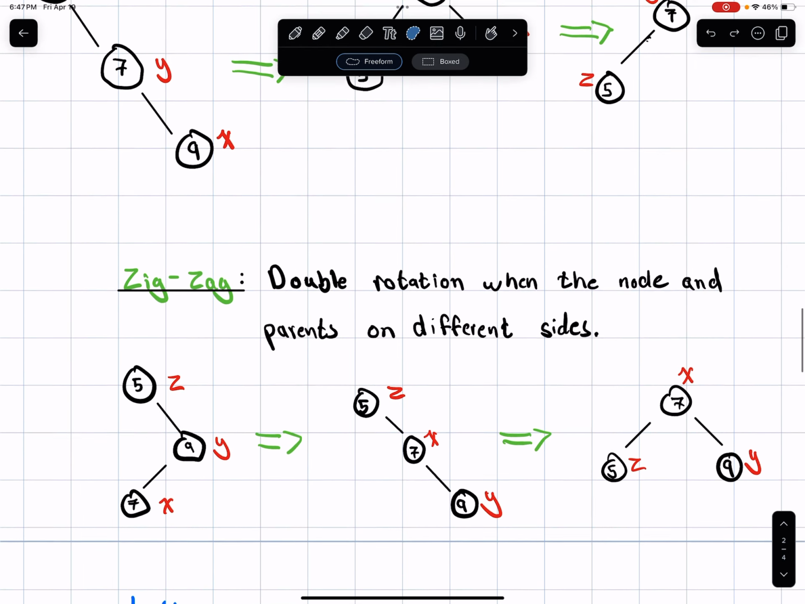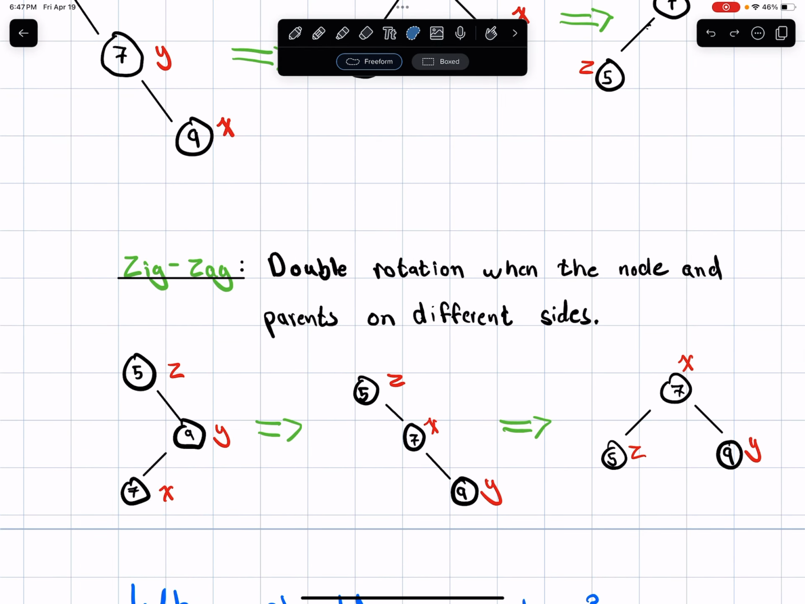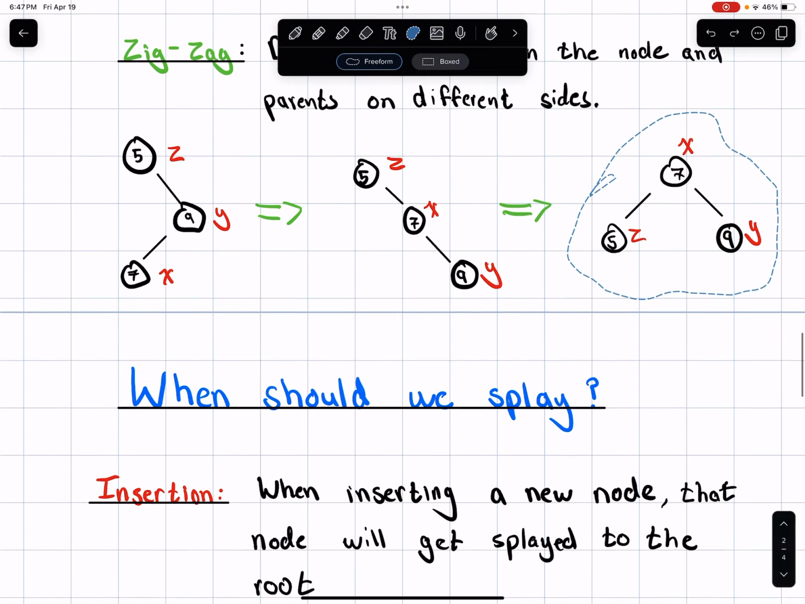Now let's look at the third case, called zig-zag. This is also a double rotation, used when the node and its parent are on different sides. It's called zig-zag because the formation of it ends up being a zigzag. Upon the first rotation, it moves the X value, which is what we're looking for, into this formation. Then upon moving it to the root, it ends up taking this formation as well. So it's constantly changing the structure of the tree.